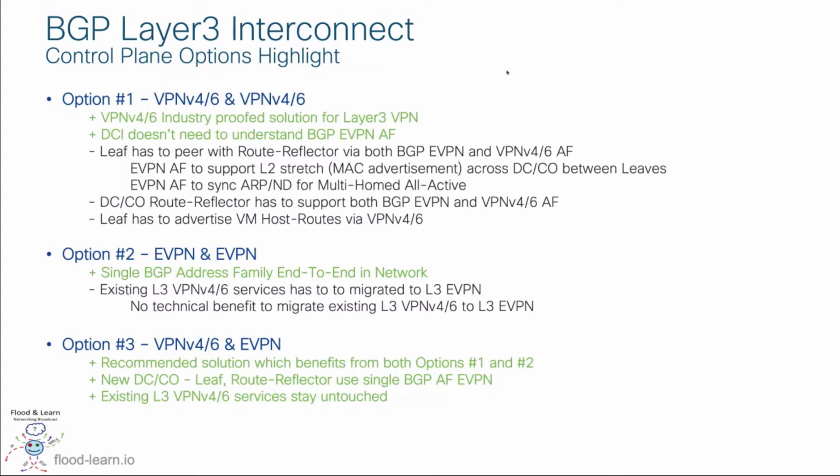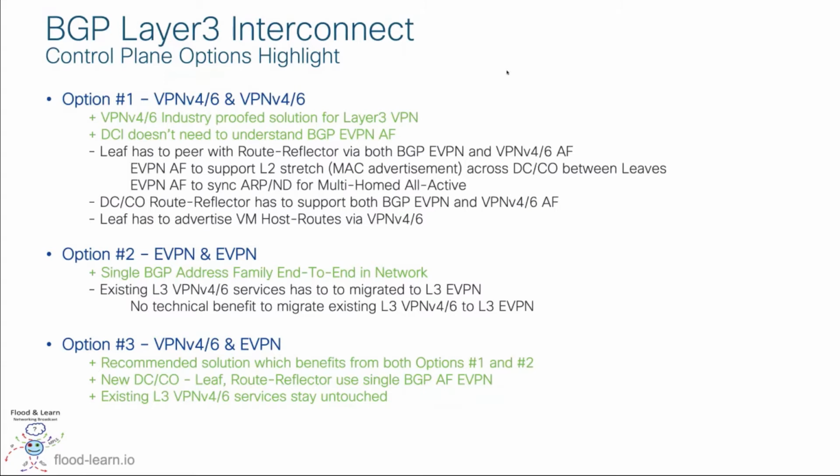What is a little disadvantage is that the leaf has to peer with a route reflector via both address families, EVPN as well as VPNv4, VPNv6. Again, because the EVPN address family is there to anyway support the L2 stretch between the leaves. So you have to run the EVPN anyway between the leaves to make advertisements inside the CO, and also for the ARP and the synchronization for multi-homed all-active access, as we discussed in the review session like 2 weeks ago.